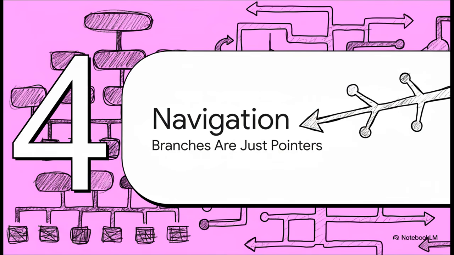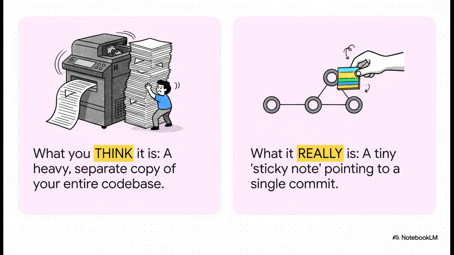So how do we move around in it? How does Git even know where we are? The answer is branches. And I promise you, they are so much simpler than you probably think. This right here, this is one of the biggest aha moments you can have with Git. Most of us think of a branch as this big, heavy, separate copy of our entire project. But it's not. It's actually just a tiny little pointer. It's basically a sticky note with a name, like feature branch, that you stick onto one specific commit. That is all it is. And that's why creating and switching branches in Git is literally instantaneous.